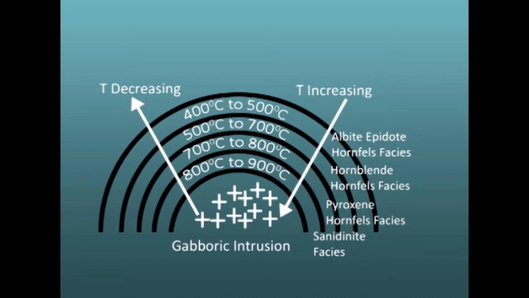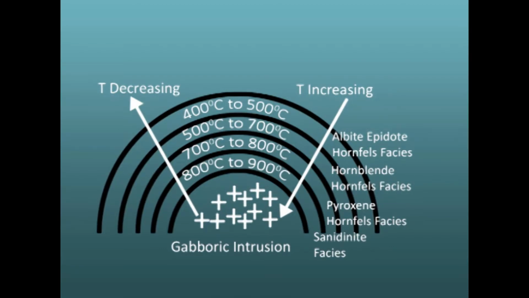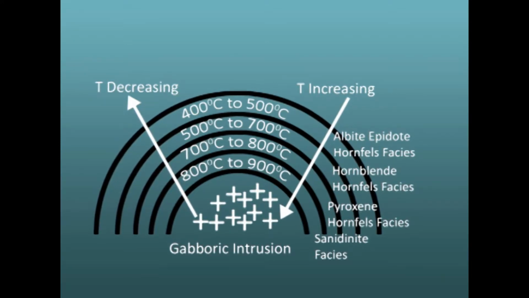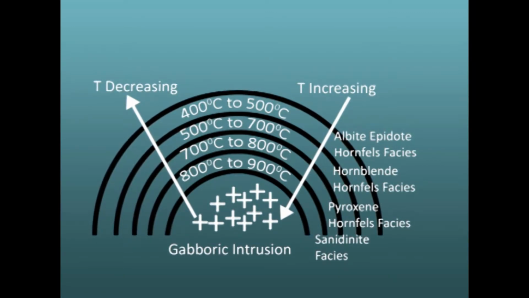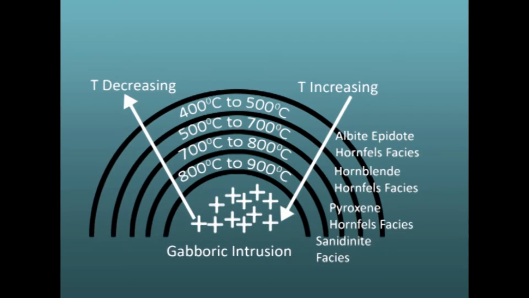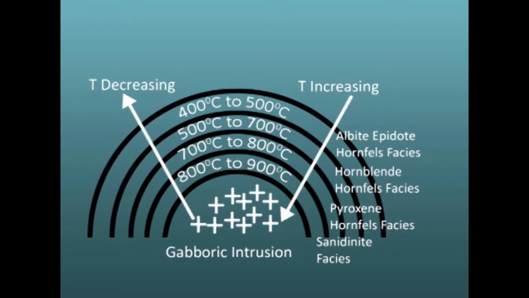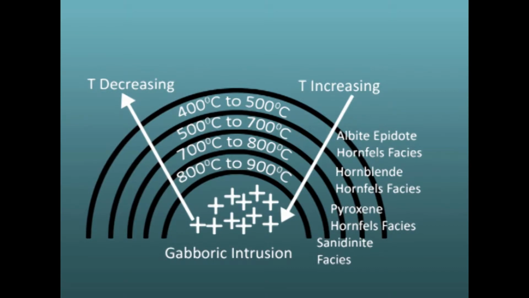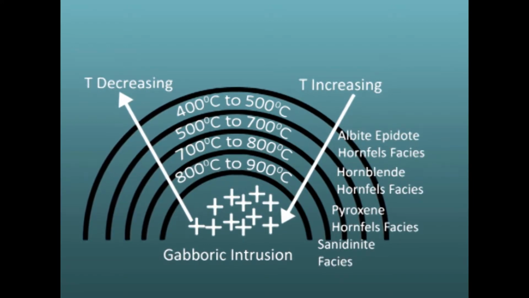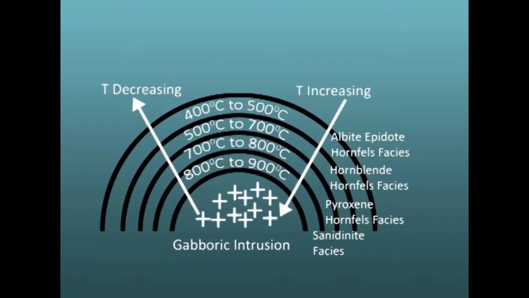Please see on the screen the intrusive gabbroic rock within the country rock. We can see the concentric rings all around the intrusive body towards the country rock. If we move from the intrusive body towards the outer zones, the temperature usually decreases, and vice versa. If we move from outward towards the intrusive side, the temperature normally increases. And Hornblende Hornfels Facies usually occurs in the intermediate zone. Inward, we can find pyroxene Hornfels Facies, and outward, normally we can find albite epidote Hornfels Facies.